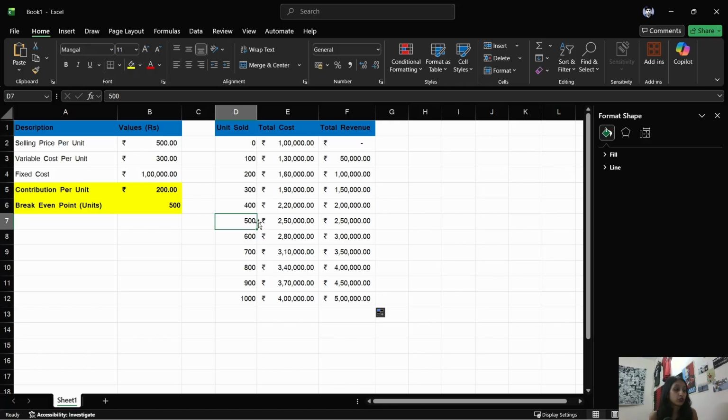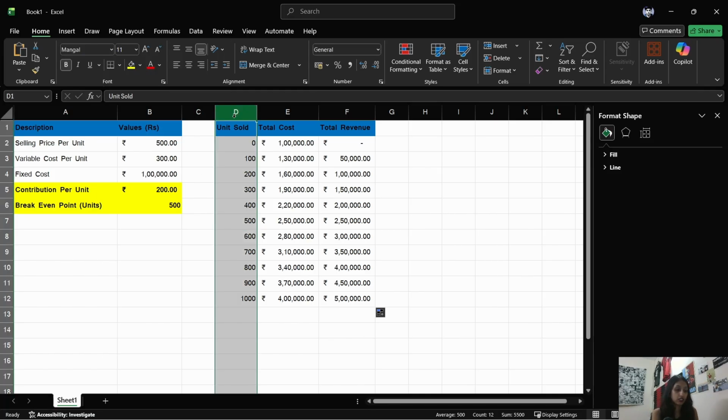Also the 2,50,000 in total revenue. So below 500 units, the total cost is greater than the total revenue, which shows a loss. Above 500 units, the total revenue is higher, showing a profit. So this is one of the simplest and most visual financial concepts in business management. Next, we move on to creating a chart.